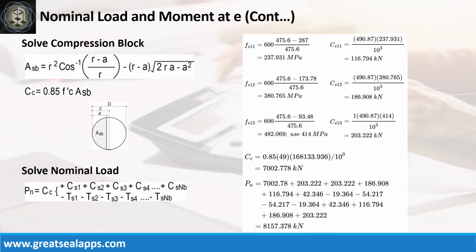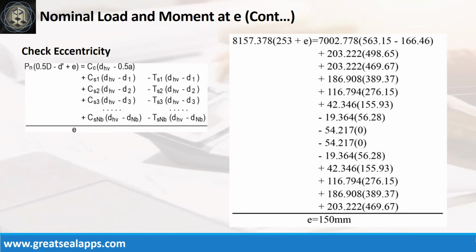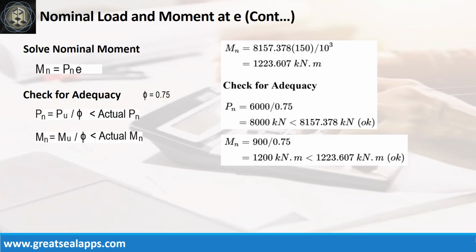Given f'c equals 49 megapascal and area of stress block equals 168,133.936 square millimeters, the force of compression block is 7,002.778 kN. By summing up all the forces, the nominal axial load is 8,157.378 kN. Follow the given computations for a final check of eccentricity at 150 mm.